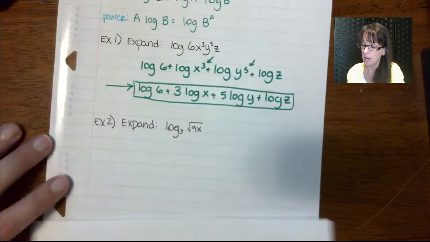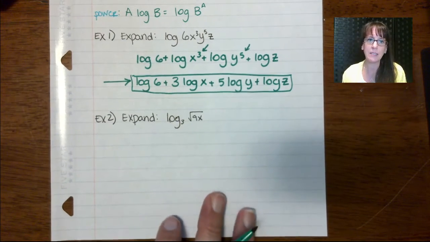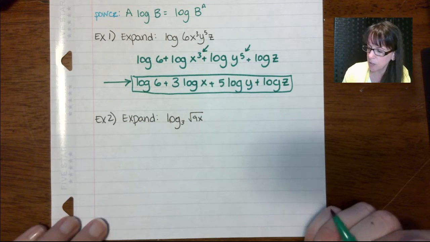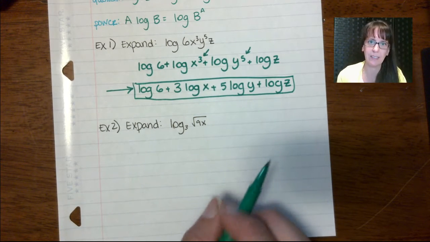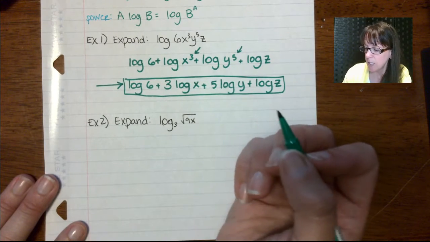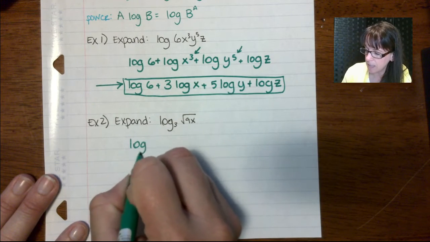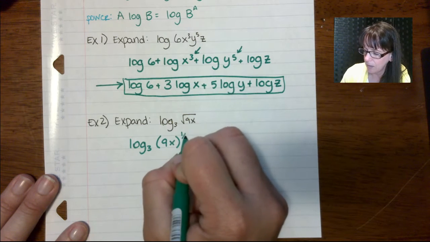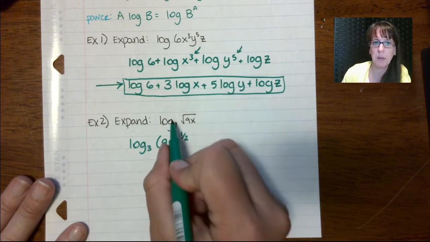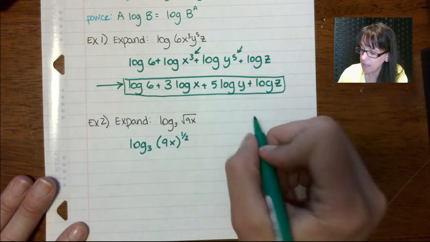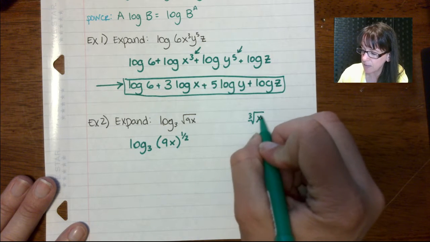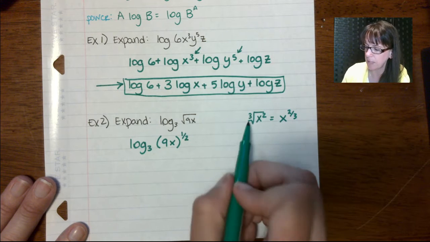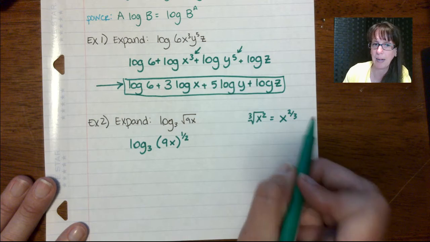Let's try another one. Okay, log base 3 of the square root of 9x. So the first thing I want to do whenever you see a radical in these is you've got to get rid of that radical. So let's rewrite that. Log base 3, and instead of the square root of 9x, I'm going to say 9x to the 1/2 power. Because remember, if we had something like the cube root of x squared, that's the same thing as saying x squared to the 1/3 power, because we take that cube root and we boot it to the back.